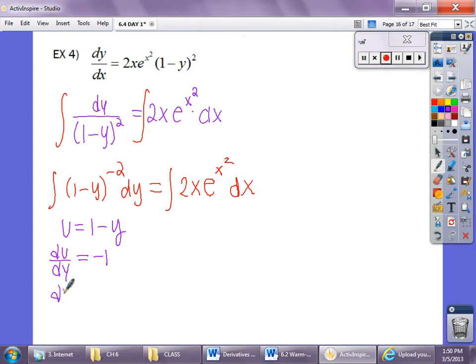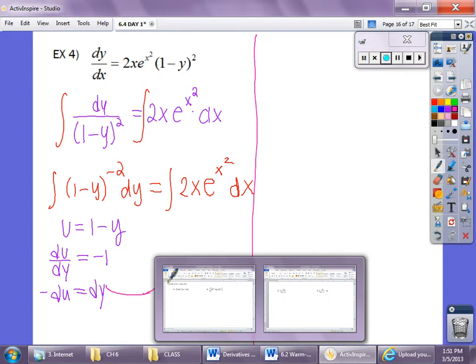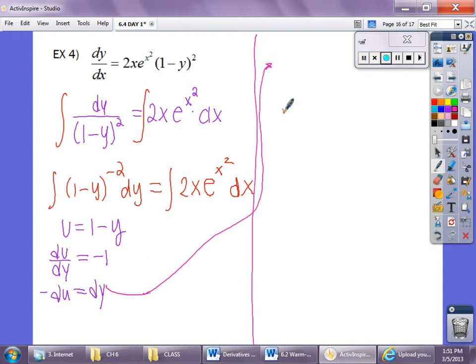And then negative du is equal to dy. So, let's come over here. Actually, let's go far over to the right side. Alright, there we go. So, we end up with the integral of u to the -2 dy, which is the same as negative du, equals the integral of this, which we already know the answer to, so I'm going to substitute that in. If you remember, we already got e to the x squared plus c.